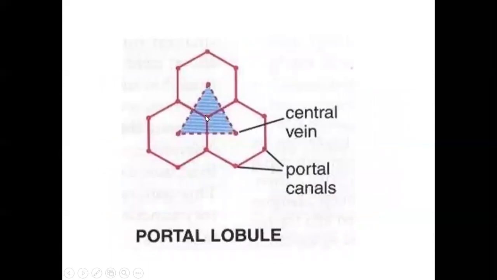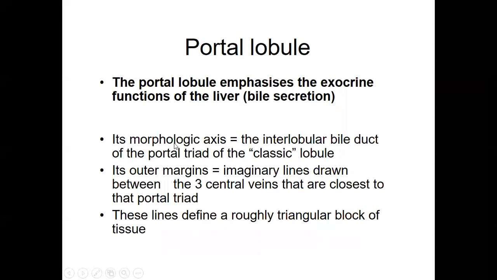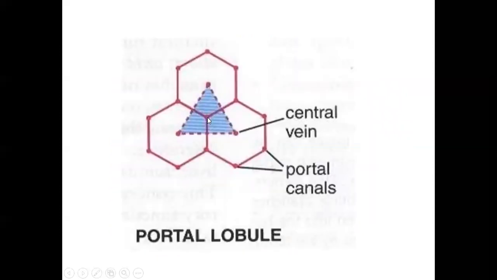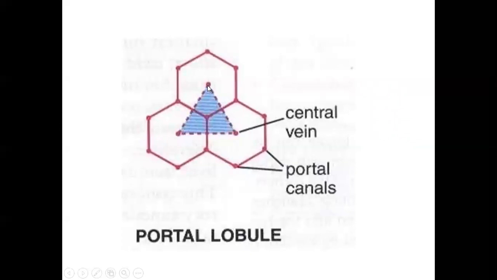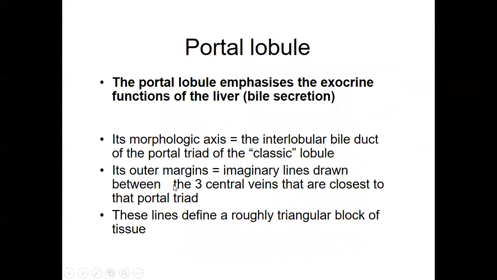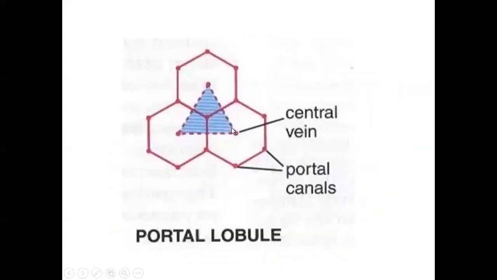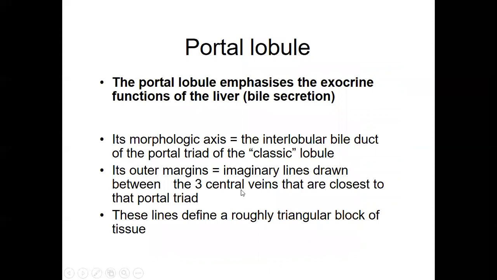at the center, in the middle, we have the morphologic axis, the interlobular bile duct. And then the outer margin here is the imaginary line. So you try to draw a line here and connect the three central veins. This is the first central vein, the second one, and the third one. Try to connect the dots of the central veins here. These central veins are actually closest to the portal triad.